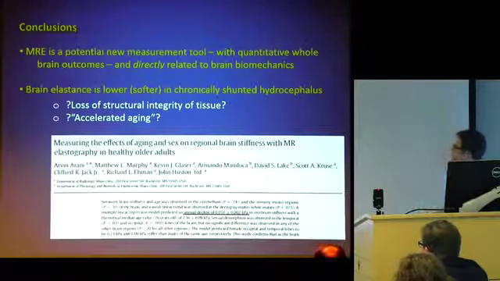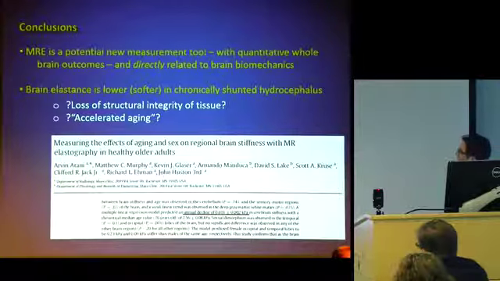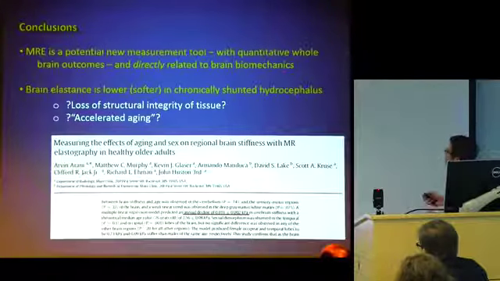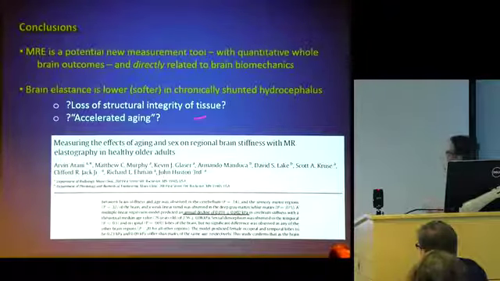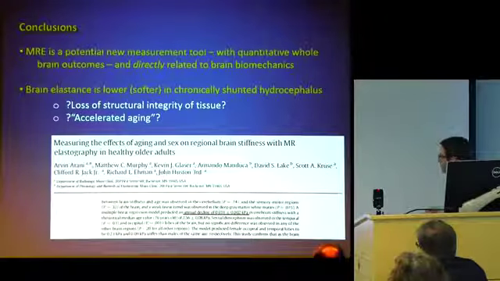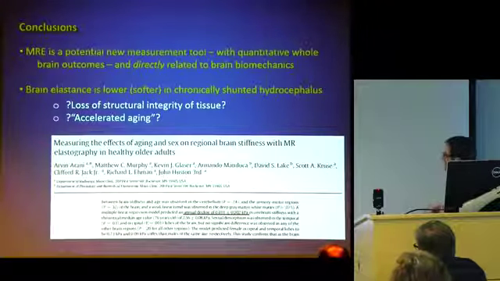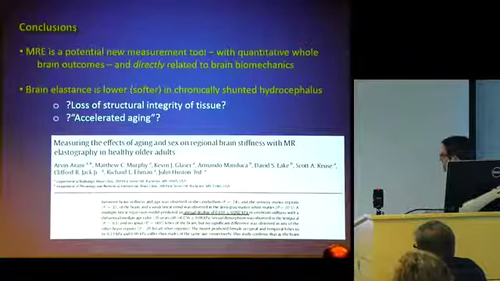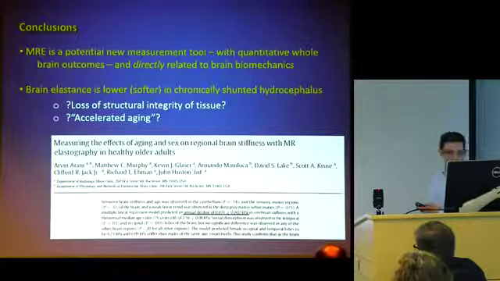So just to go to my conclusions. MRE is a potential new quantitative measure of whole brain outcomes, of looking directly at brain biomechanics. There's a lower stiffness in hydrocephalus. Maybe this is something like accelerated aging. This is a paper where they found a decline in stiffness with aging.